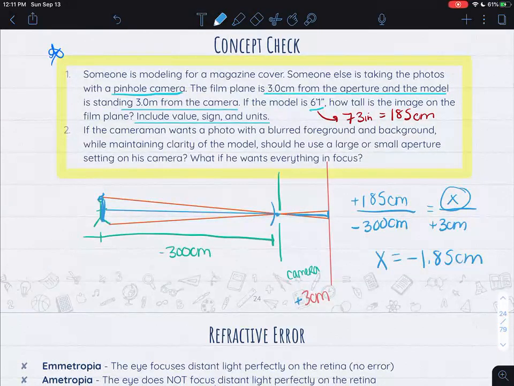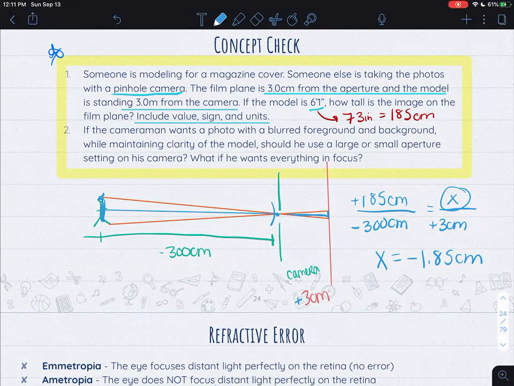So if the cameraman wants a photo with a blurred foreground and background while maintaining clarity of the model, should he use a large or small aperture setting on the camera? Well, and what if he wants everything in focus? Well, we know that if he wants everything in focus, he should use a pinhole camera because that's what he's kind of doing right now.